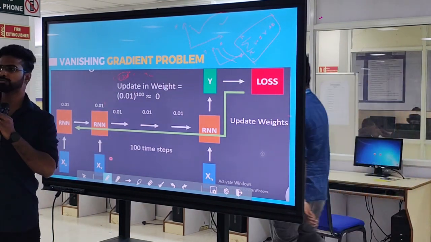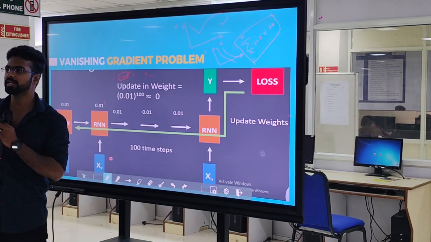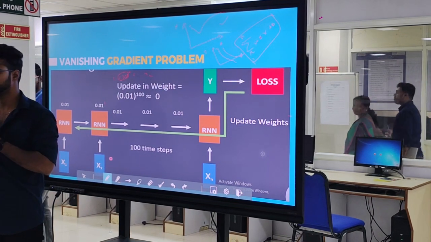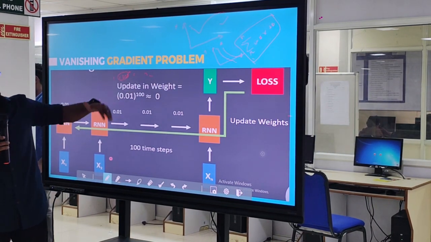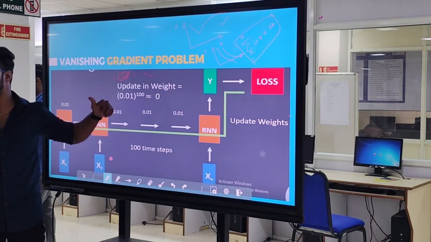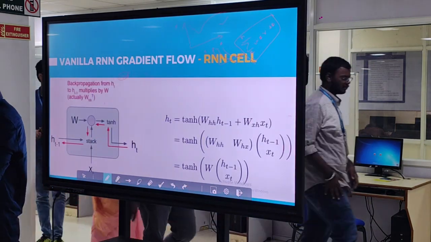That means your loss will be growing like anything because the weights of each and every layer will be increased like anything. So obviously your gradients will go very high. Okay, this is how the exploding gradient and vanishing gradient problem occurs. This is the same thing I have.